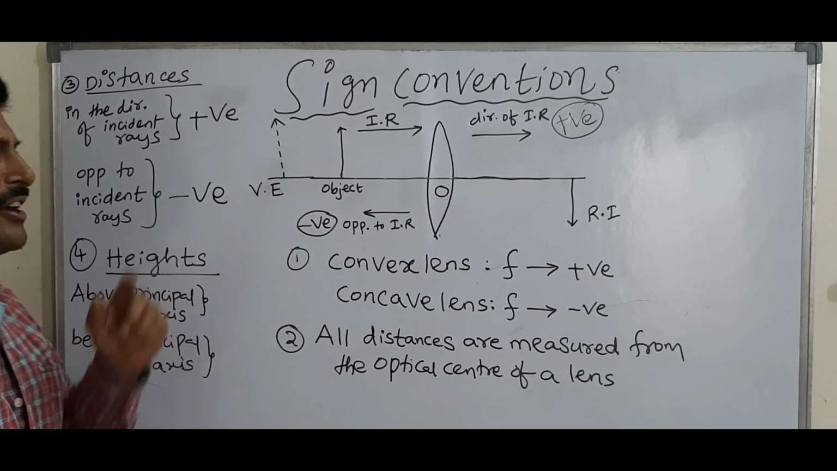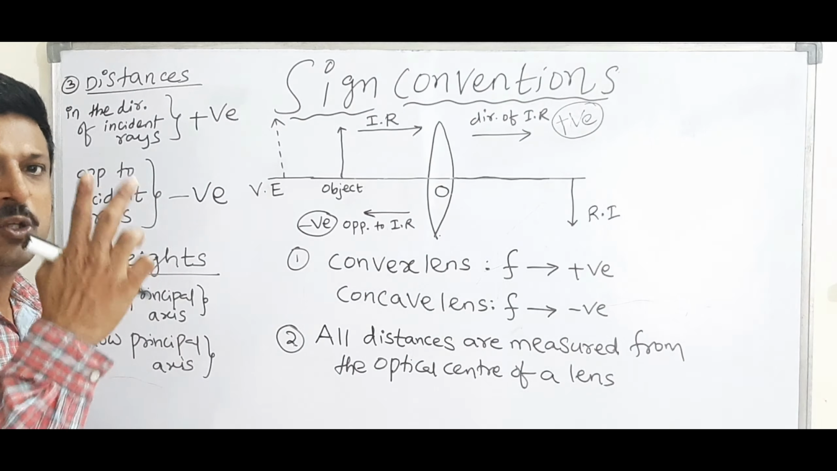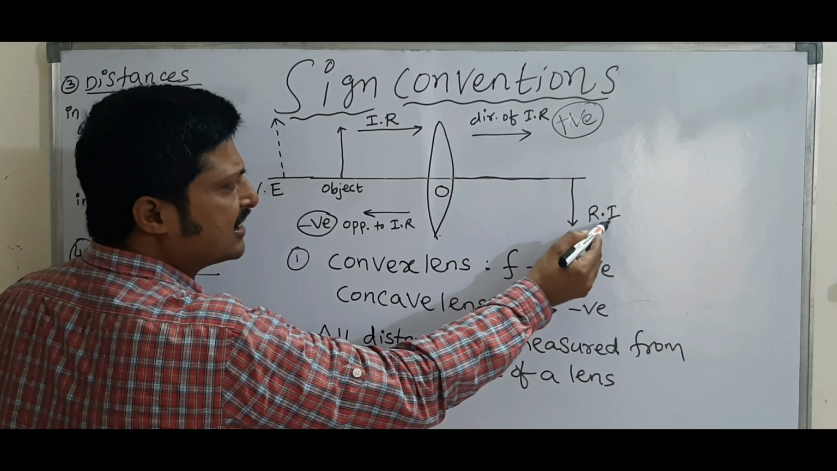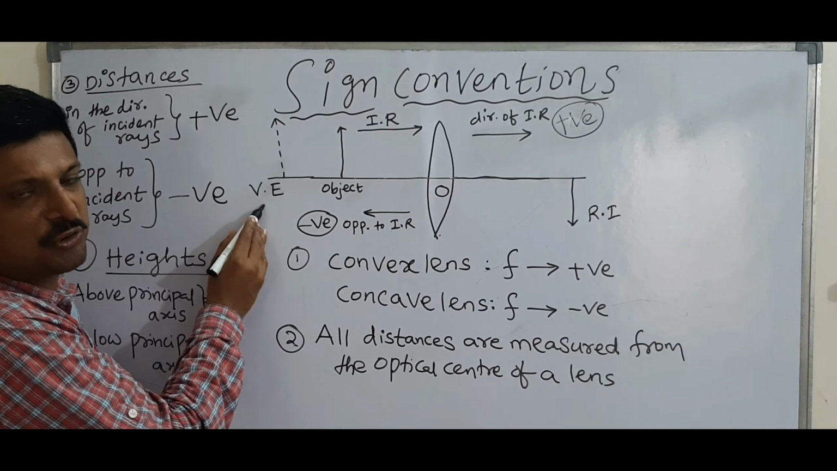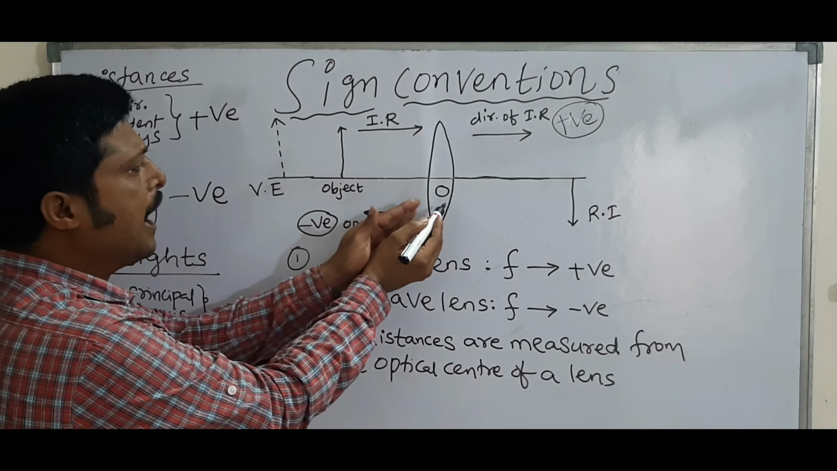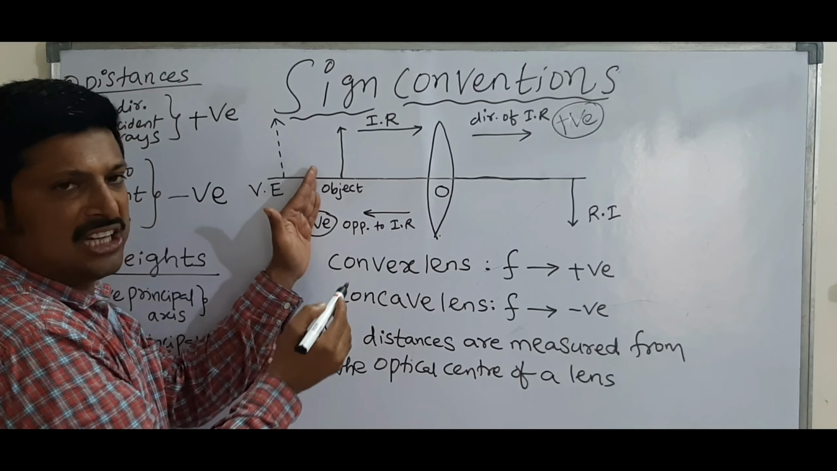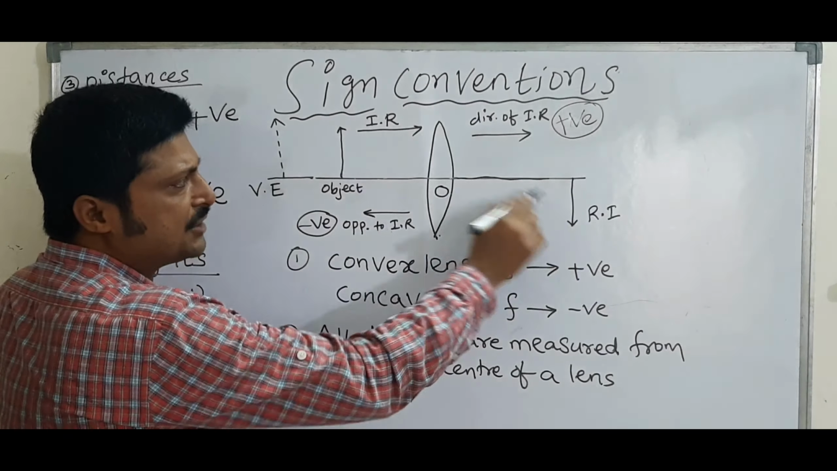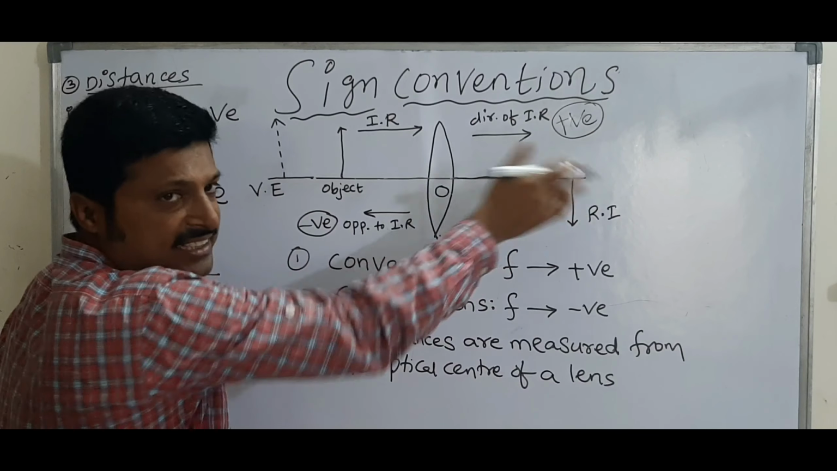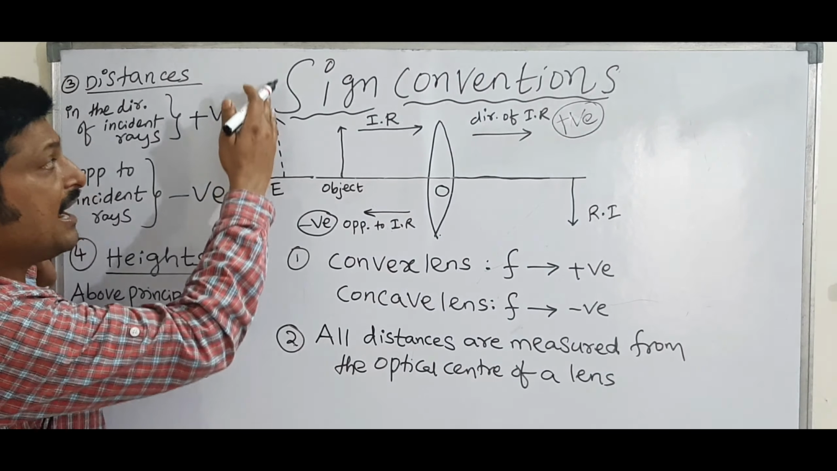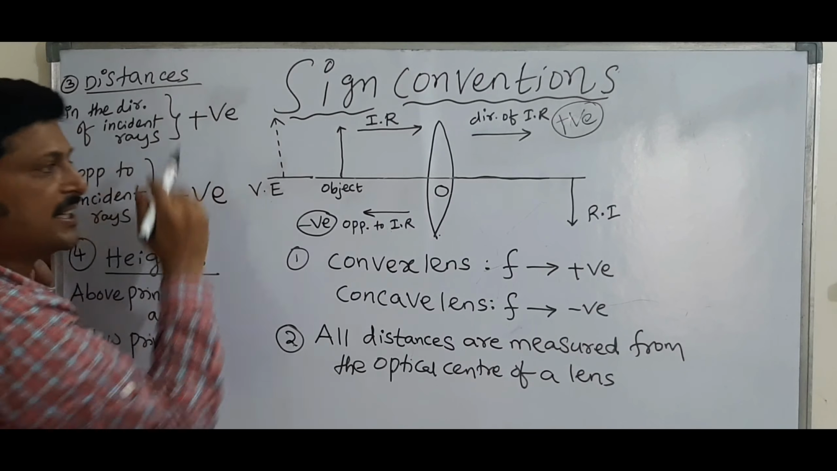See here, we know very well, for convex lens, 2 types of images are formed. One is real and inverted, another one is virtual and erect. So remember one thing, object is placed on the left side of the lens. Real image is formed on the other side of the lens. Virtual and erect image is formed on the same side as the object.